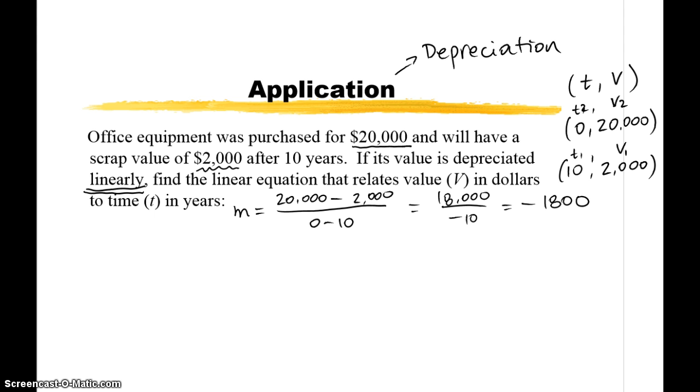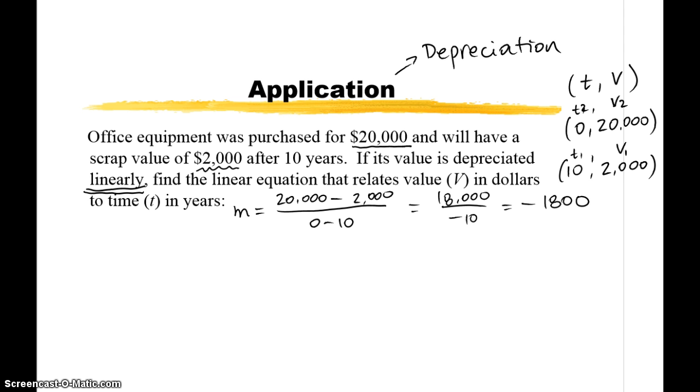And if you think for a second about the slope, what it really means is that every year the value of that office equipment is depreciating by $1,800. That's what this negative slope, negative rate, is telling us. You can think of the slope as a rate of change, if you remember. Well, with that in mind, we're almost done with our equation.